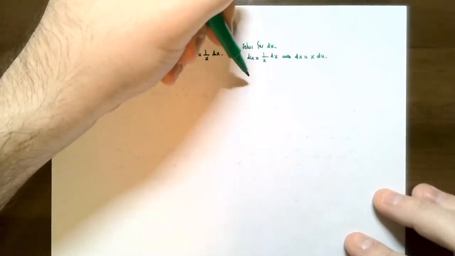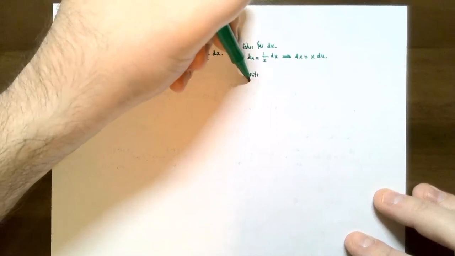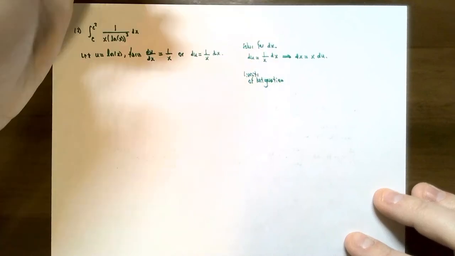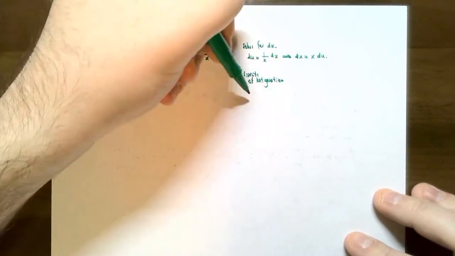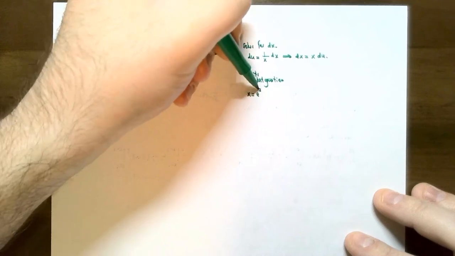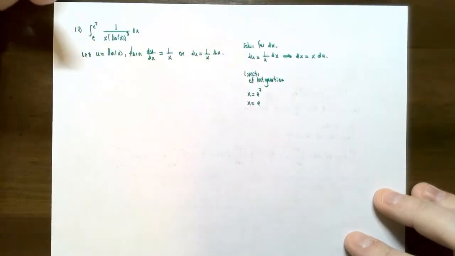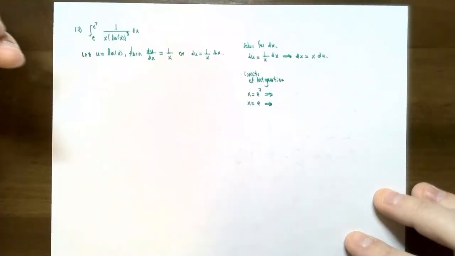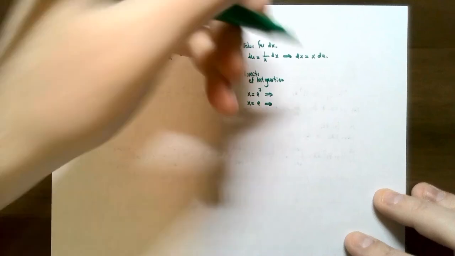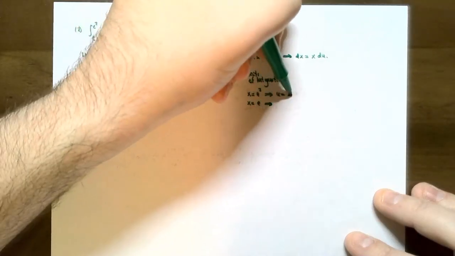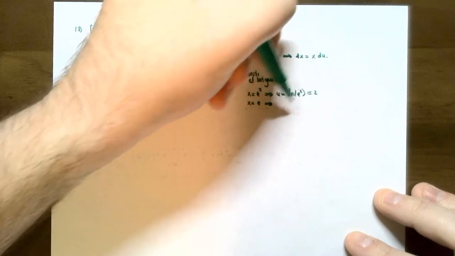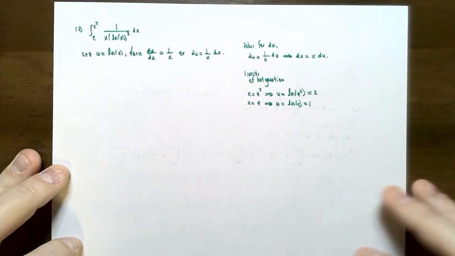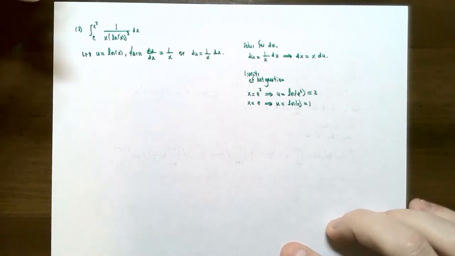So now let's look at the limits of integration. We're going to use the second method again for the substitution rule with definite integrals. We had originally x is equal to e squared for the upper limit of integration and x equals e for the lower limit. Using u equals natural log of x, u equals natural log of e squared, that's just 2, and u equals natural log of e, and that is 1. So now we've changed everything in terms of u, du, and the limits of integration in terms of u.